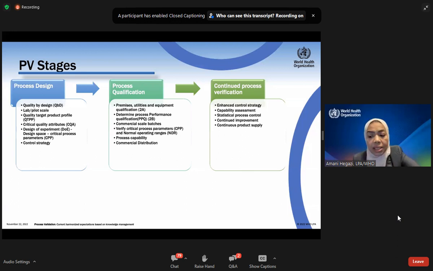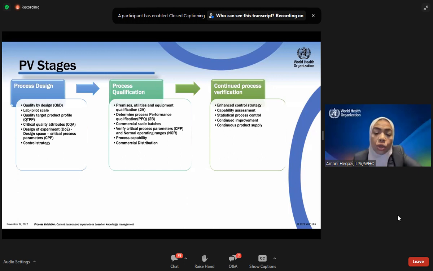Next stage is the process qualification. And this involves to assess and evaluate this variation, and build confidence on these set controls. It is divided into two stages. Stage 2A, where premises, utilities, equipment, and different systems are qualified. So we verify that all the systems that will contribute to the process are qualified and perform as intended.